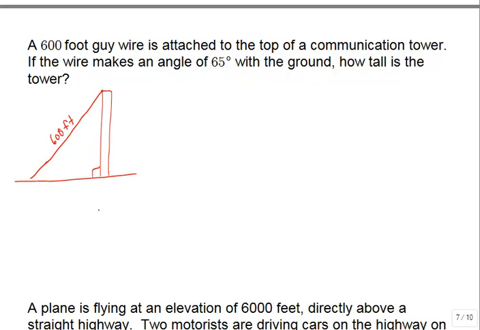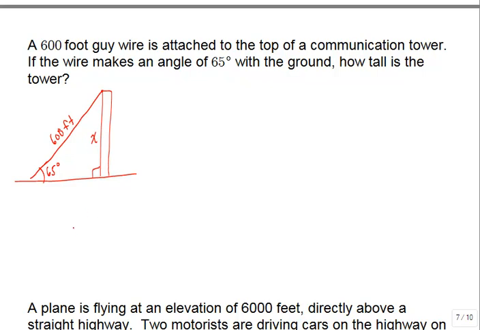We're going to assume that our tower is perpendicular to the ground, and we know that the wire right here makes an angle of 65 degrees with the ground. So that has to be this angle right here. So there's my picture. What do I want to know? I want to know how tall is the tower, so I want to know this length right here, this distance, so let's call that our x.